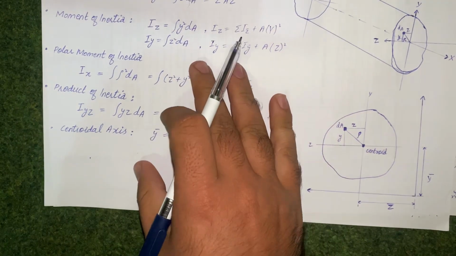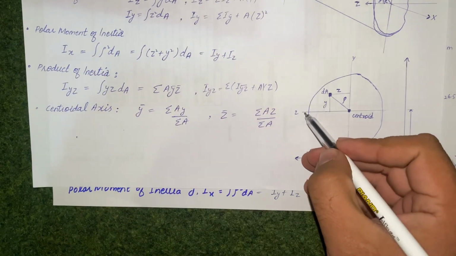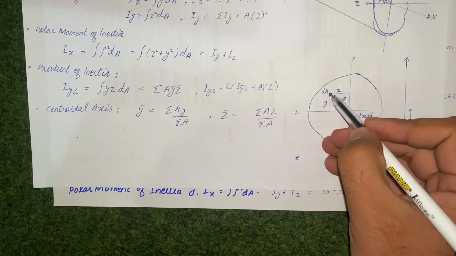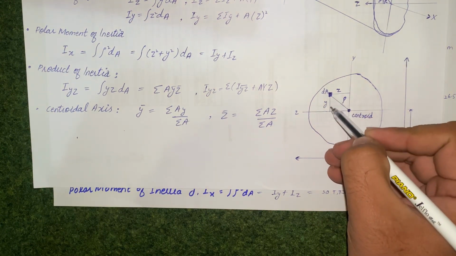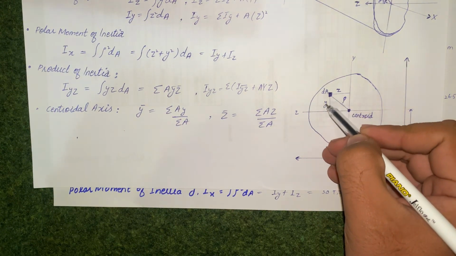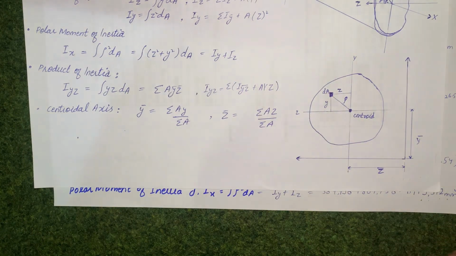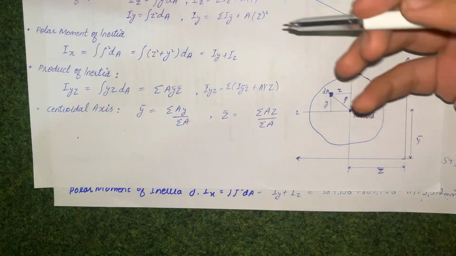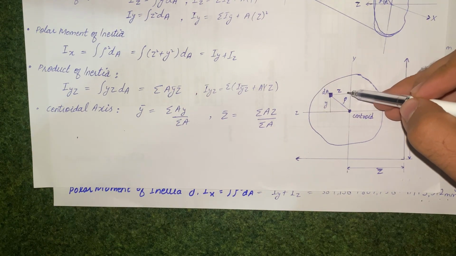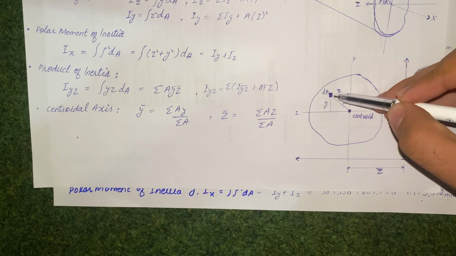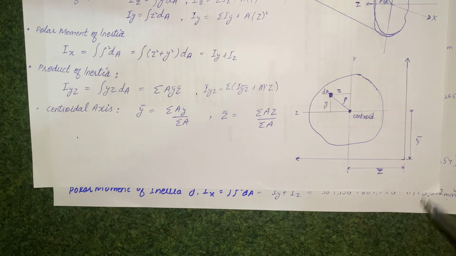If we calculate the moment of inertia about the z-axis, this one is the z-axis, we have to multiply this area with y squared and integrate it. Similarly, if we calculate the moment of inertia about the y-axis, we have to multiply the area with z squared, which is this distance, the moment arm, and then integrate it.